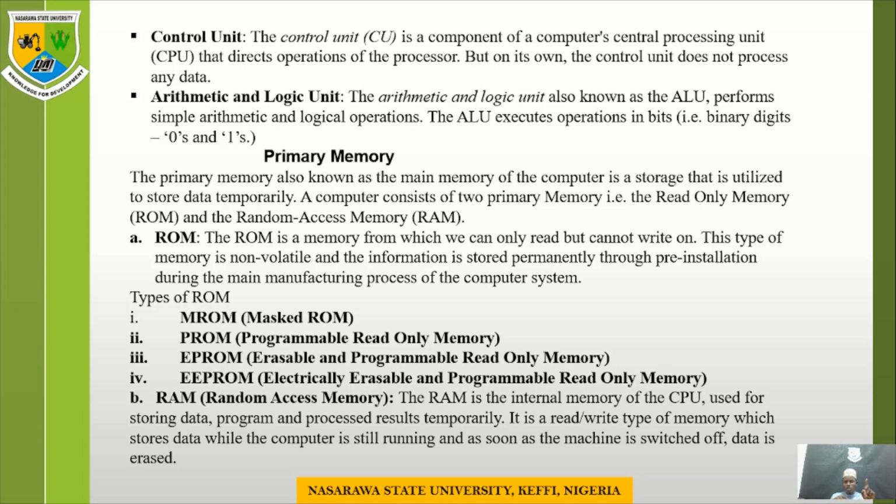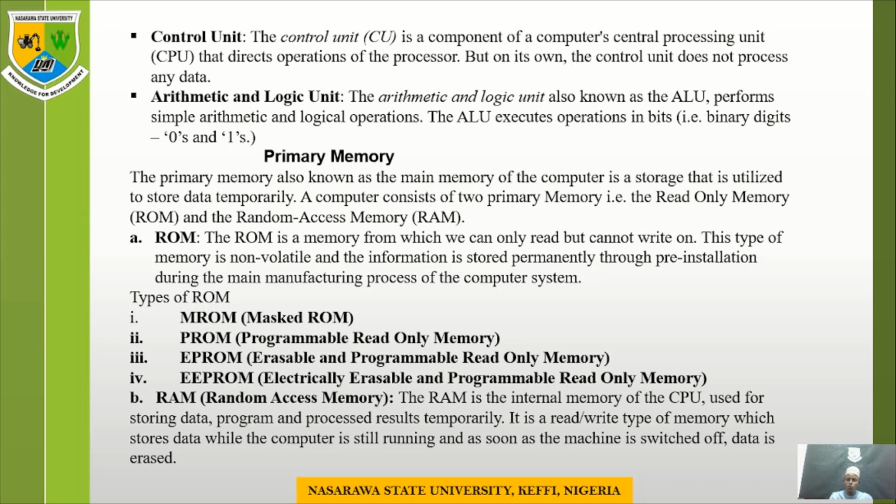So now we are done with one of the basic components of the hardware. The next one is the primary memory. The primary memory is also known as the memory of the computer. That is another name for the primary memory. You should all know this, because in your objective examinations you will be asked for another name for the primary memory. You can use memory in place of primary memory, as the case may be. It's a storage that is utilized to store data temporarily.